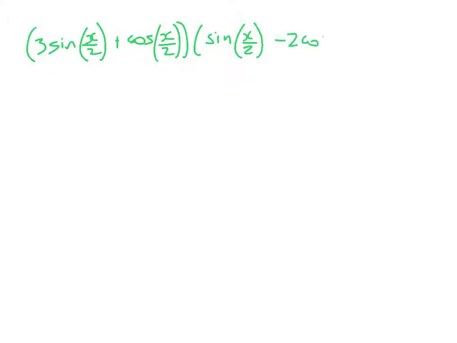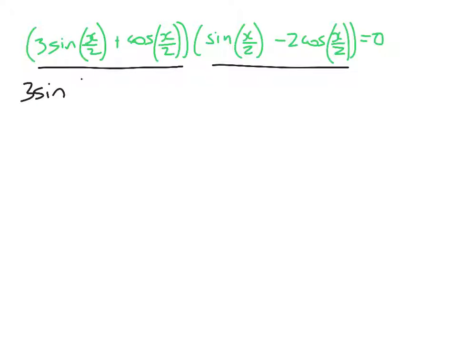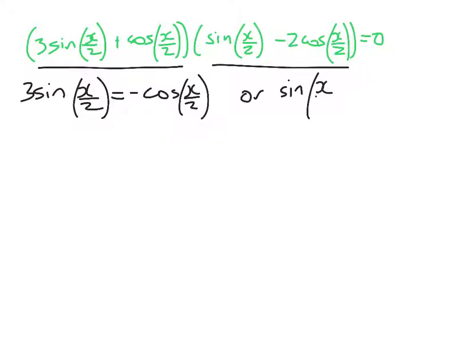Okay, so writing that out nicely, what do I have? 3 sine x over 2 plus cos x over 2, times sine x over 2 minus 2 cos x over 2 equals 0. So either this equals 0 or this equals 0. So writing that out, we get 3 sine of x over 2 equals negative cosine of x over 2, or sine of x over 2 equals 2 cosine of x over 2.